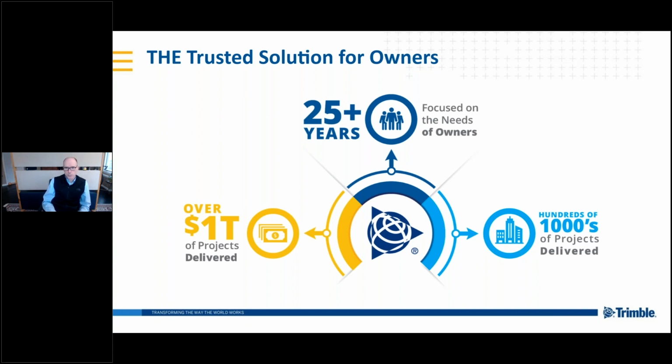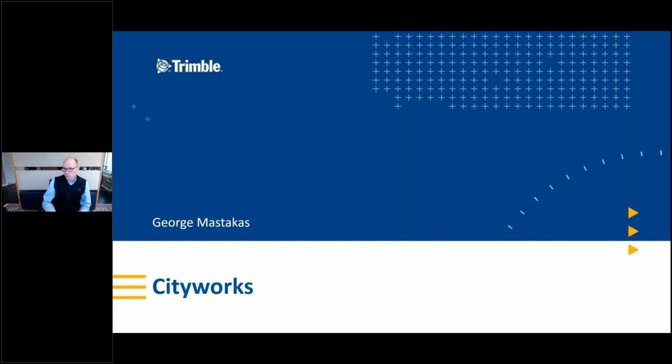that we are the trusted solution with owners. We've been doing this for 25 years. We love you guys. So that's all we think about is owner organizations. And we have well over 1,000 years of knowledge within our own company about how owners operate. We have helped owners successfully deliver hundreds of thousands of projects. And the number that I'm most excited about is we crossed over $1 trillion in projects that have been successfully delivered through our platform. So with that, George, if you were able to reconnect, I want to hand it over to you, my friend.